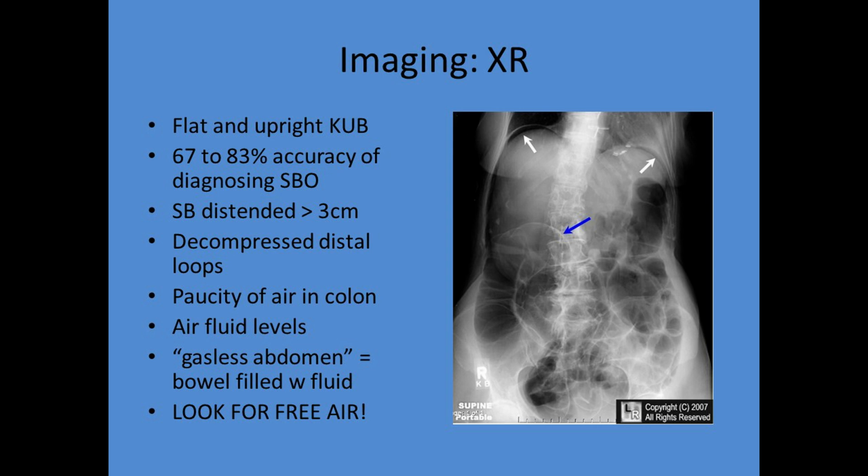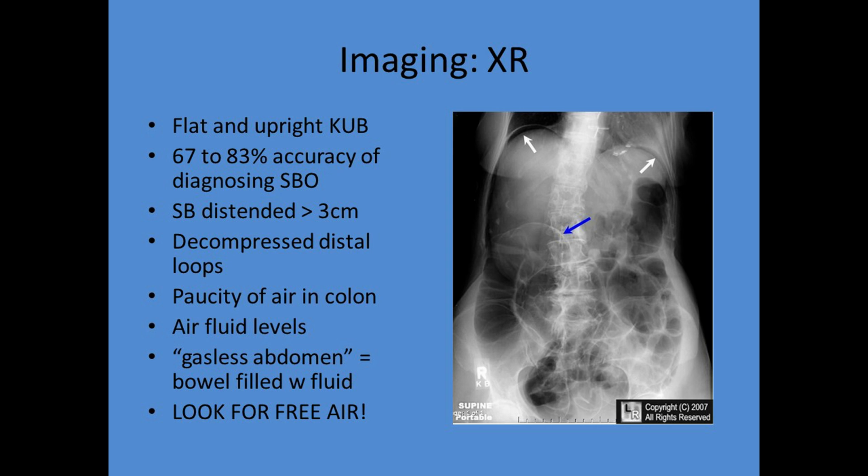On x-ray, you typically look for any bowel distended greater than 3 centimeters, decompressed distal loops, paucity of air in the colon, which would sort of imply a more proximal obstruction in the small bowel, air fluid levels, and a gasless abdomen, which simply means that the bowel that's obstructed is filled with fluid, so obviously you won't see any of the air on the abdominal film.